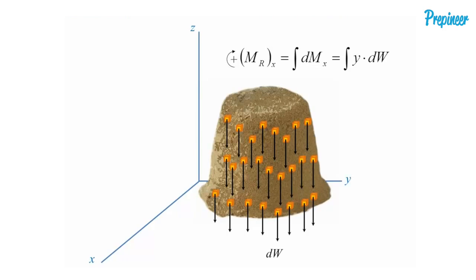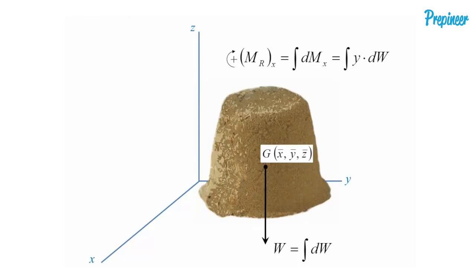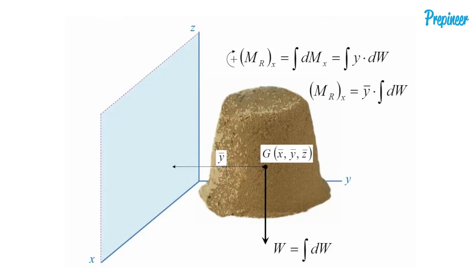And if we replace this distributed load by the concentrated force, which equals the integration of dW in magnitude, and it is positioned at the center of gravity with coordinates x bar, y bar, and z bar, the force W needs to produce the same amount of moment about the x-axis, which is the moment arm y bar times the integration of dW. By comparison of these two equations, we know that y bar can be determined by the integration of y times dW divided by the integration of dW.